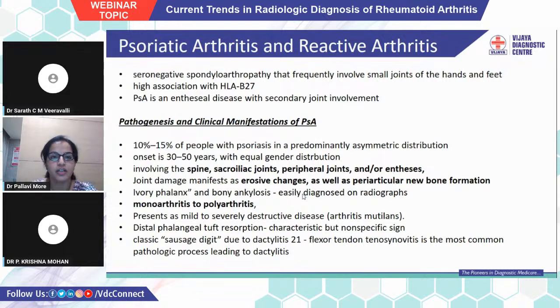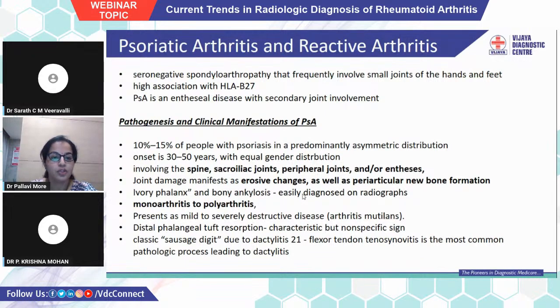While discussing the seronegative spondyloarthropathy, which includes psoriatic arthritis and reactive arthritis, that frequently involve the small joints of the hand and feet, it has high association with HLA-B27. Psoriatic arthritis is an enthesial disease with secondary joint involvement. It is seen in 10 to 15% of patients with psoriasis in a predominantly asymmetric distribution. The age of onset being 30 to 50 years with equal gender distribution.